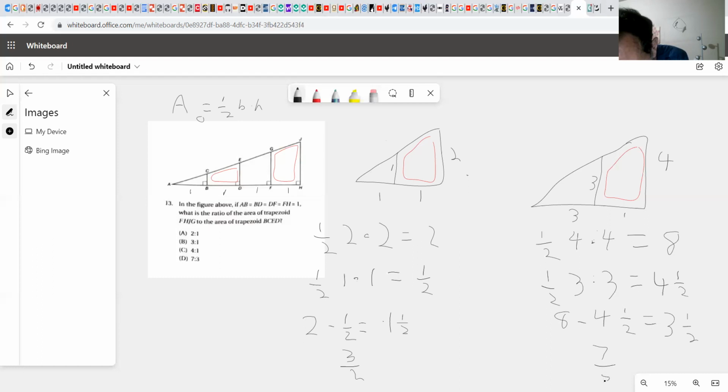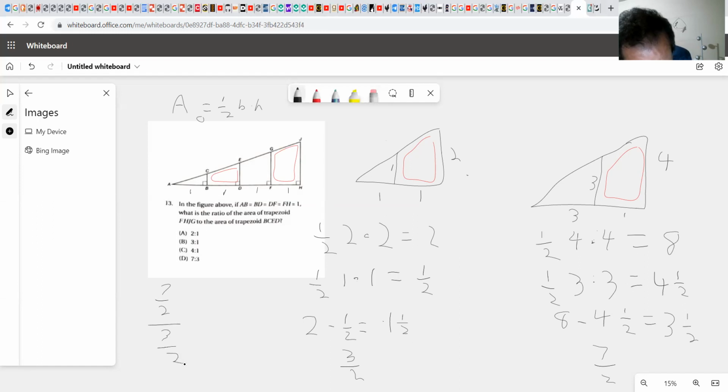Okay, so now we have the areas of the two trapezoids, right? So this one right here, I guess it's BCED, and then you have the other one, FHJG. So these are the two. So it's the ratio of the area of FHJG to the area of the trapezoid BCED, right? So it would be 7 over 2 over 3 over 2, right?